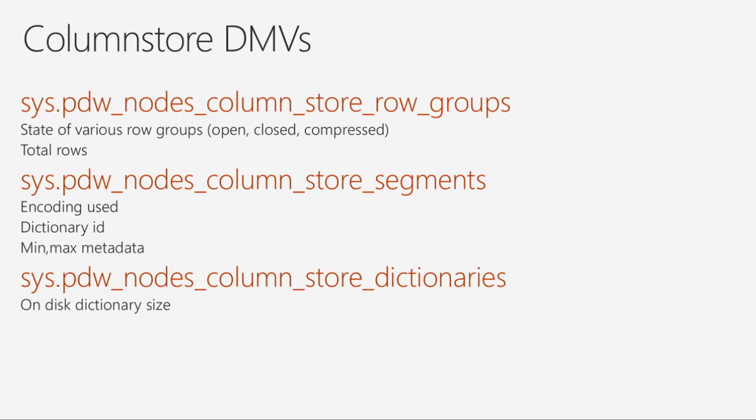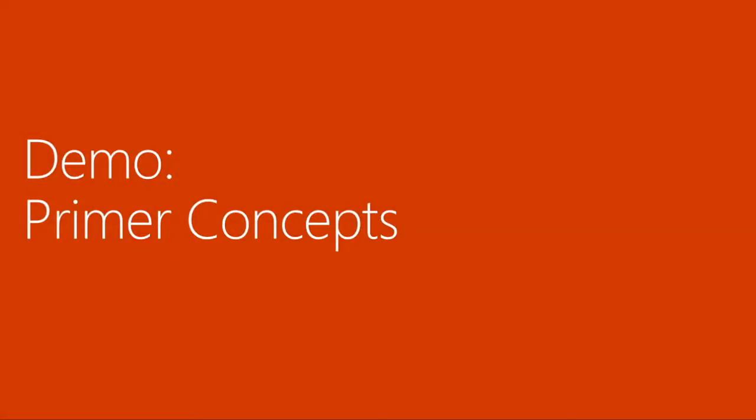Another DMV that is worth being familiar with is column store segments. There is 1 row per segment in this DMV, and this will tell you things like what was the encoding used for this segment. So for example, dictionary encoding is 3 and 4. So if you see a value of 3 or 4, it means it was dictionary encoded. And if it was dictionary encoded, it will have the ID of the dictionary. It will also give you the min and max state metadata for that column store segment. We also have a DMV for the dictionaries, and the most useful piece of information in this DMV is your dictionary size. This gives you the dictionary size on disk. I'm going to quickly run through a demo to show you some of these DMVs.